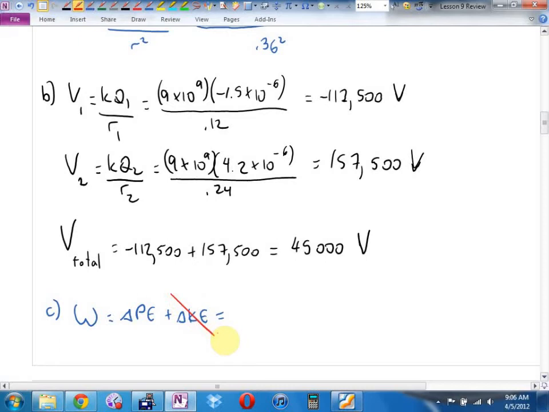By the way, what would the voltage be out at infinity? What would make sense based on how we've been defining things? If volts is how much energy you have per coulomb, and out at infinity we said you have no energy, how many volts would you have out at infinity? Also 0. Okay. Now, look up. Change in potential. What did I just find in part B?